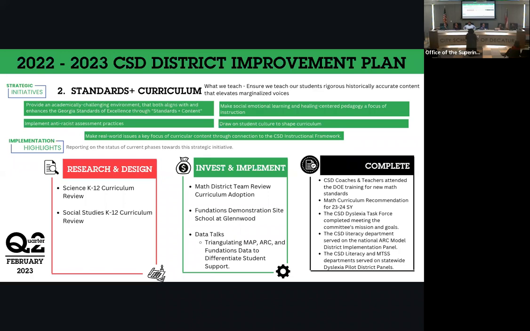Dr. Jennifer Lindstrom, once again, the Georgia Department of Education statewide dyslexia coordinator, invited the City Schools of Decatur, Literacy, and MTSS departments to participate in 2 statewide dyslexia pilot district panels. One session was held this past February, and the upcoming one is March 9th, where Erica Godfrey, coordinator of MTSS, and myself presented and will present next month.